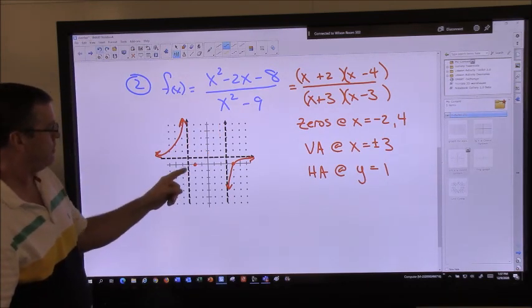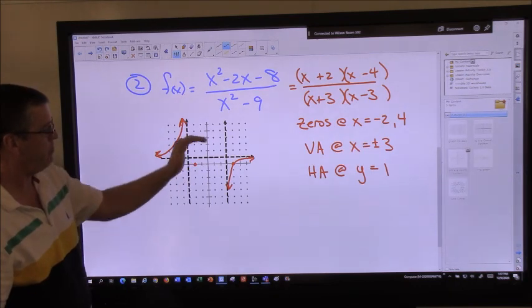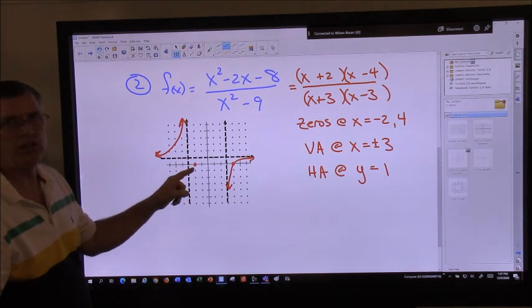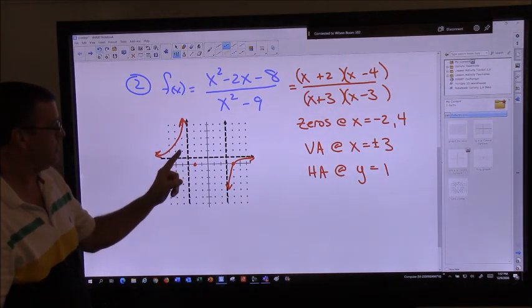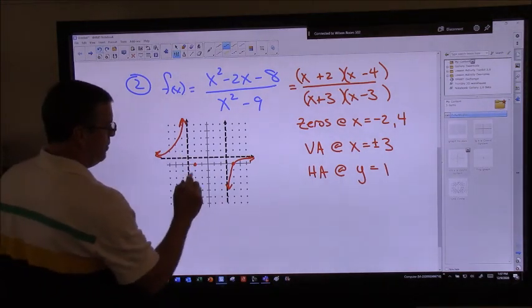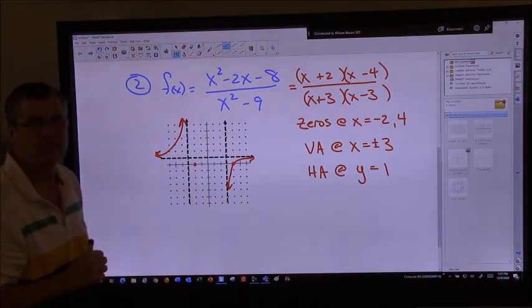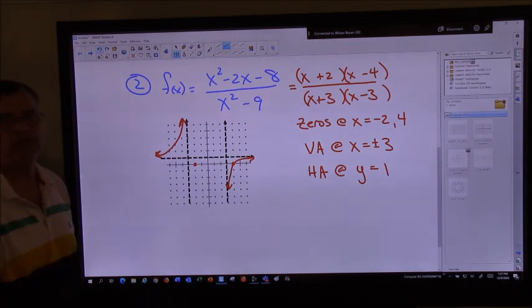When I look at this, there's no more zeros, so it's not going to go up and come back down. There isn't a multiplicity of 2, so it's not bouncing. It's either got to go like this, or it's got to go like this. And I think my y-intercept is going to tell me which one.